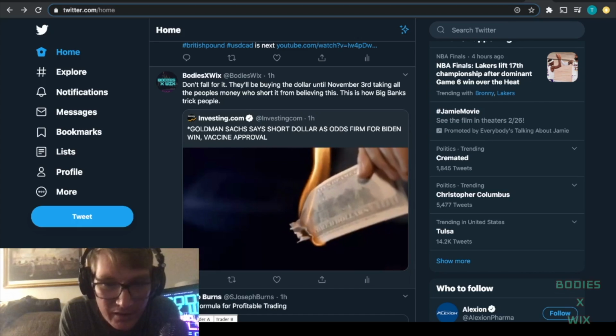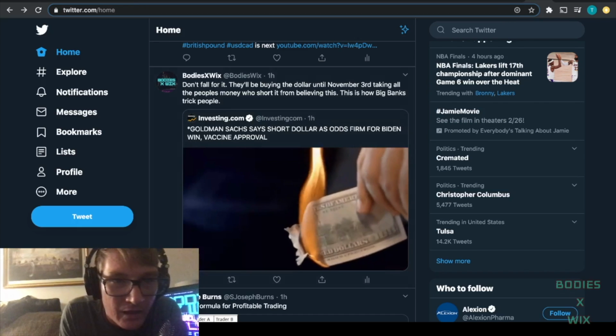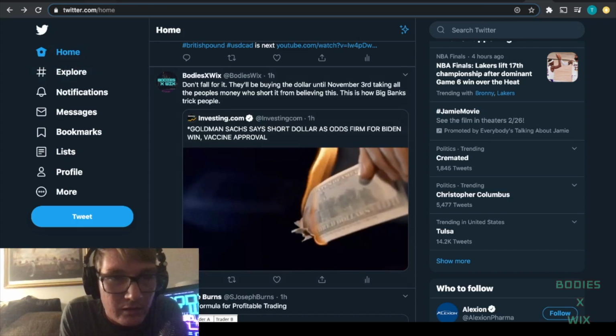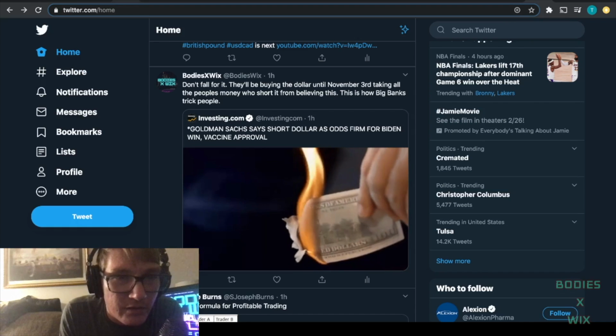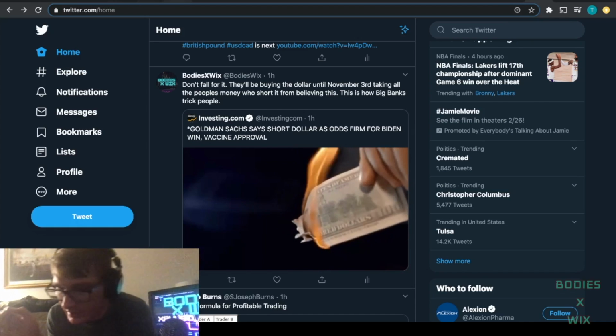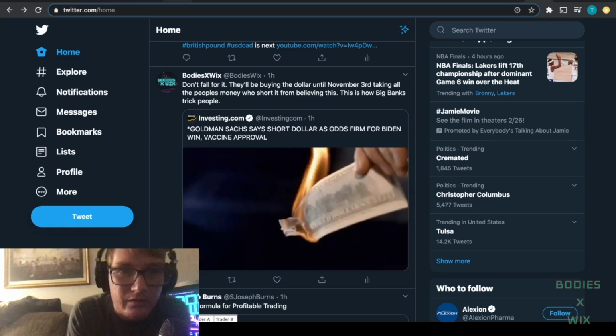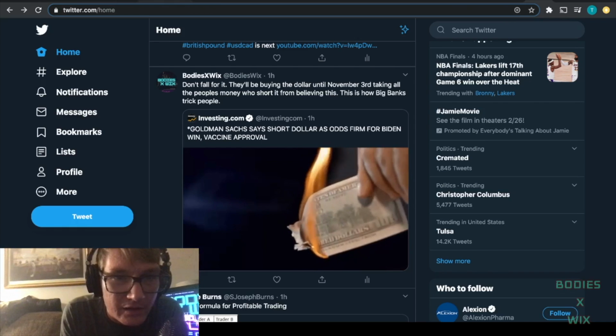Well, when Goldman Sachs tells you to short the dollar, it usually means buy the dollar. They're just telling you to short it, that way they can buy it and get a better position. So that's exactly what that means.